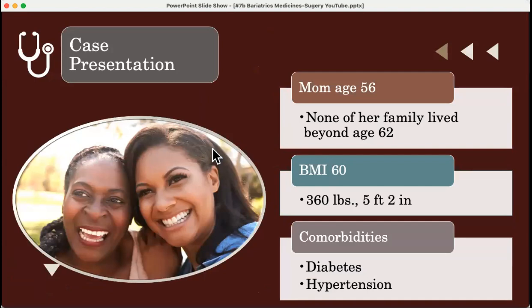So the case presentation today, and again, these are not the real people. But actually, the mother was a very, very close friend of mine. She's at the age 56. She had a BMI of 60, which means she was 360 pounds at 5'2". She already had diabetes and hypertension. And she had the family history of none of her family living beyond the age of 62.